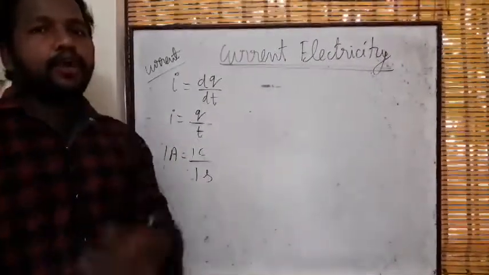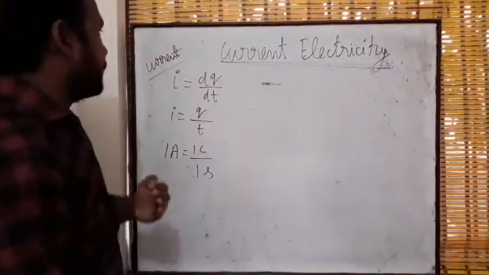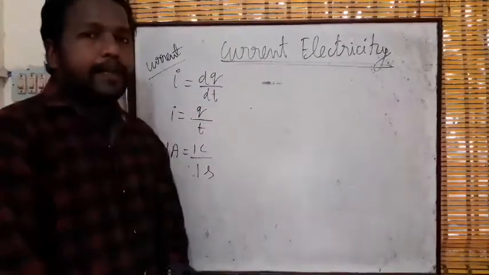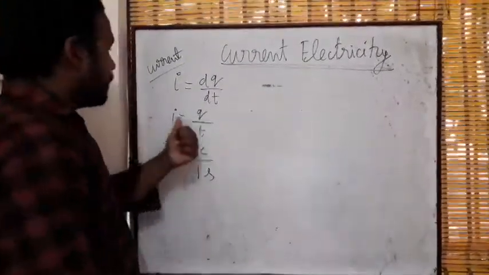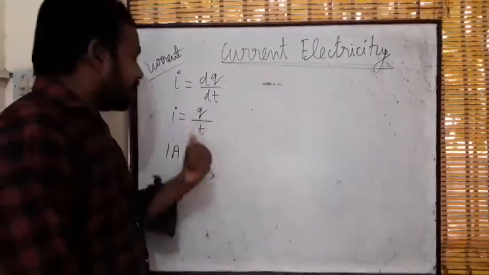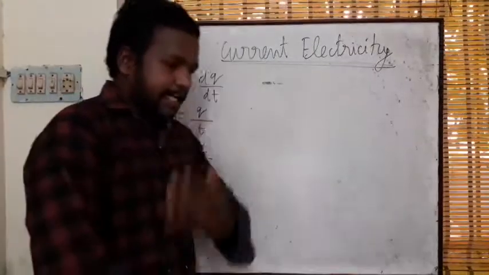So, current electricity. We should know the main definitions, which are current and voltage. The current is the rate of flow of charge. So I is equal to dq by dt, you can write. Otherwise, I is equal to Q by T. I is in amperes, the charge SI unit will be the coulomb, and the time SI unit will be the second.